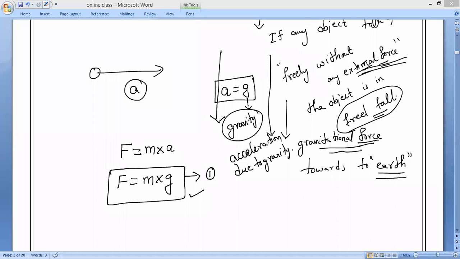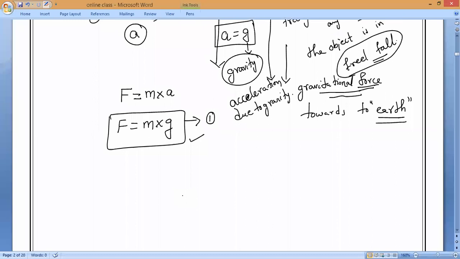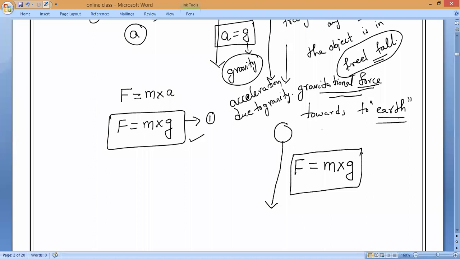Respond, all of you. If any object is falling freely towards the ground, the accelerating force which makes it fall is equal to mass into acceleration due to gravity. Is it okay, Hari? So the body is falling under only one force. What is that force? The body is falling under only one force. What is that, guys? What is that force?